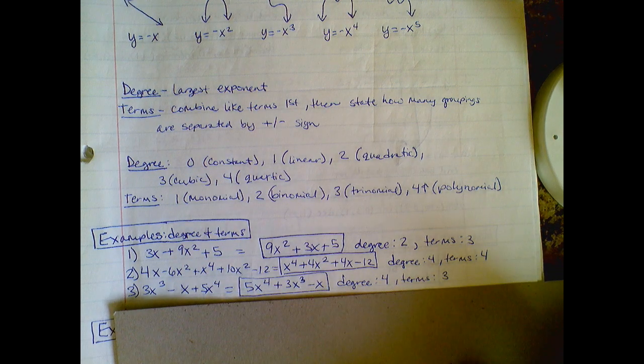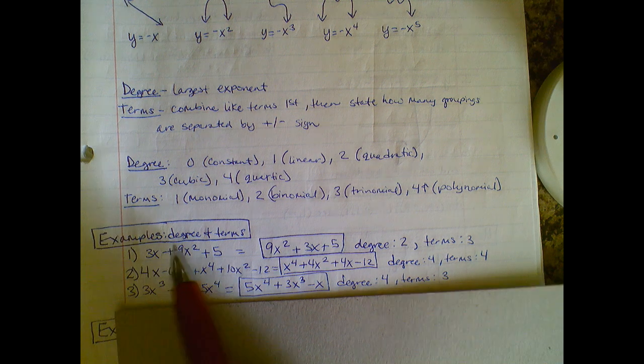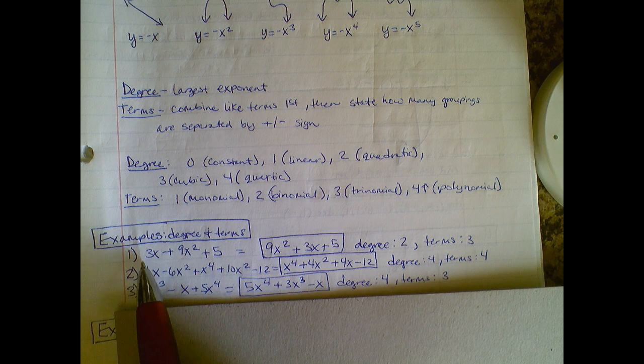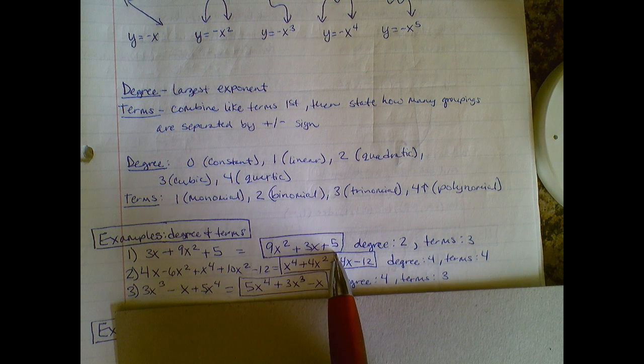Notice before we can tell what the degree is and the number of terms, you need to put it in standard form. So standard form, the exponents have to be highest to lowest, and any like terms you need to combine them. So for this first one, this 9x squared needs to come out front. So you'd have 9x squared plus 3x plus 5. None of them are like terms, so you can't combine any together.